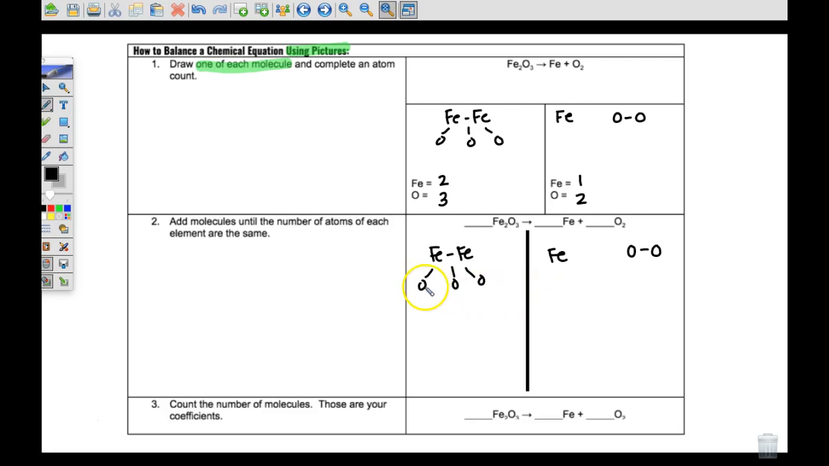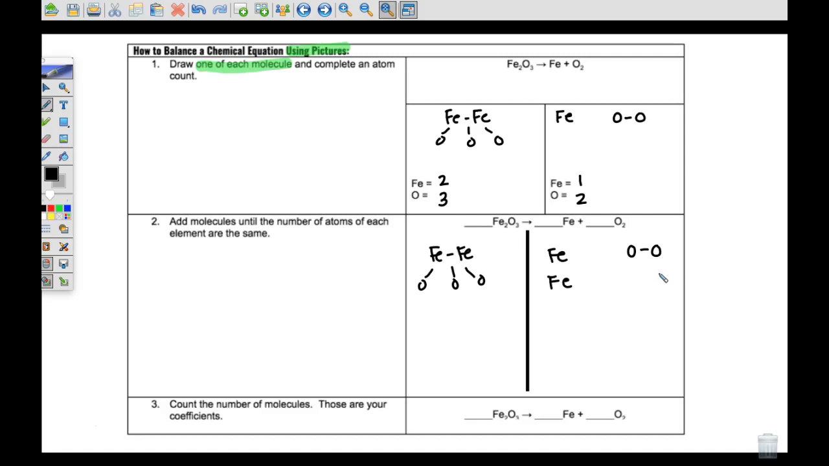So what I can see on the left-hand side is I have 3 atoms of oxygen and 2 atoms of iron. But on the right side I only have 1 atom of iron and 2 atoms of oxygen. So I can add another atom of Fe, and my Fe's are balanced, or they're the same on both sides. But my oxygens are not. So because I have more on the left, that means I have to add oxygen to the product, or the right side.